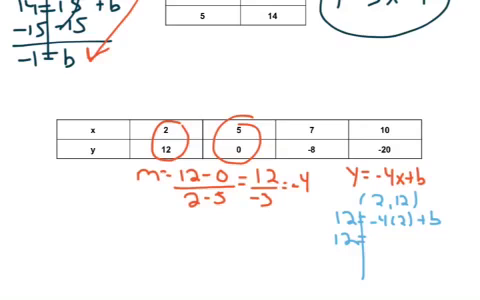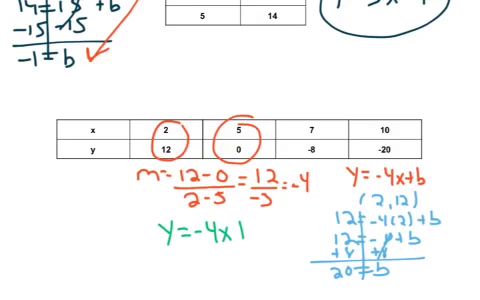12 equals negative 8 plus b. To get b by itself, I have to add 8 to both sides. So 20 would be my y-intercept. And then I could write my equation. Y equals negative 4x plus 20.